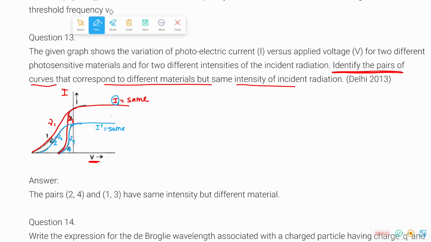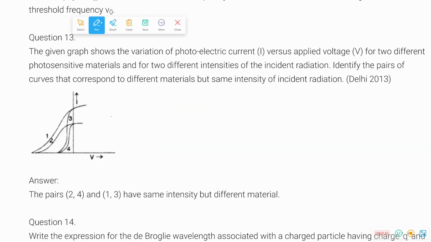So your pairs are what? 2 and 4, and 1 and 3. They are the same intensity but different materials because their stopping potentials are different. So stopping potential mostly depends on what? Material property. So like this you have to understand. Clear or not? So 2 4 and 1 3, the answer is this one.